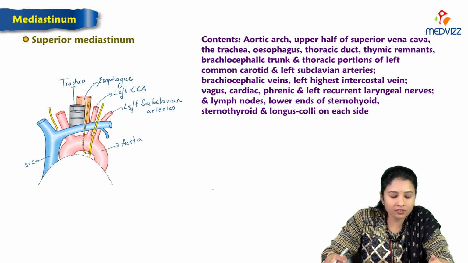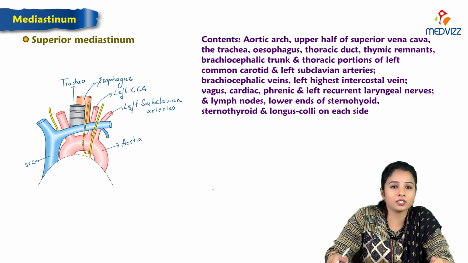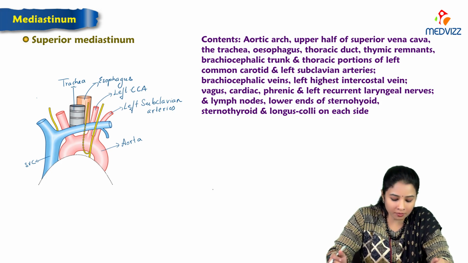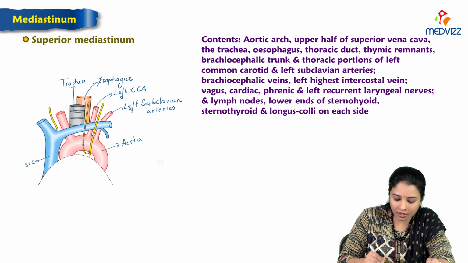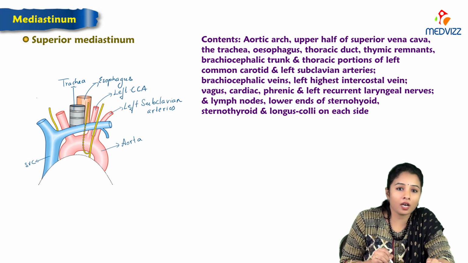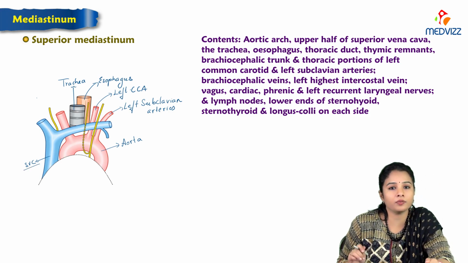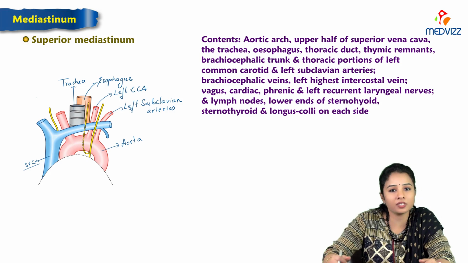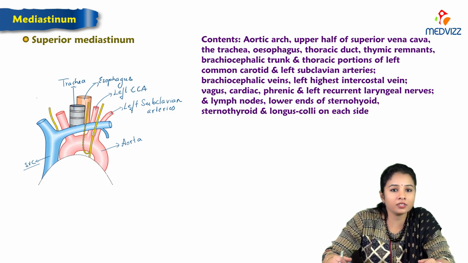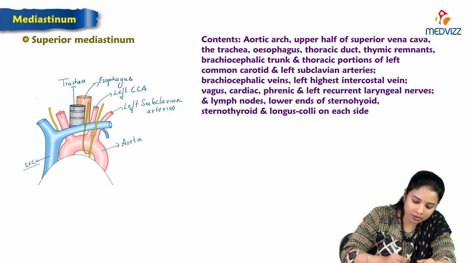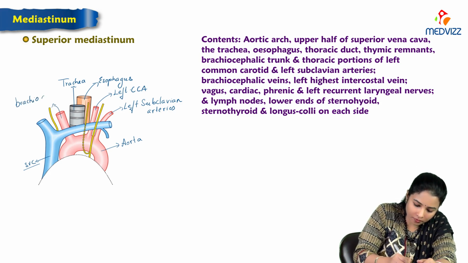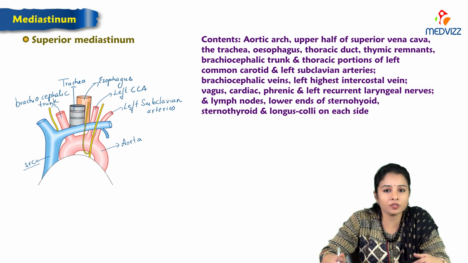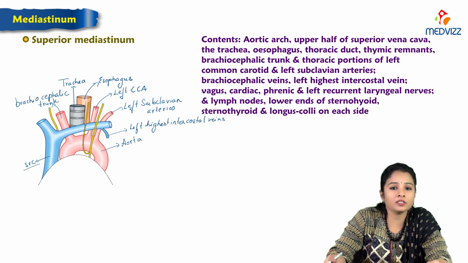So here is the schematic picture where we can understand the contents of the superior mediastinum. So we can see the arch of aorta here. This is the arch of aorta, and upper half of superior vena cava. Here is the superior vena cava, and we can also appreciate the thoracic duct, which is not shown here. Previously I had shown the thoracic duct, thymic remnants, brachiocephalic trunk. This is a branch of arch of aorta, brachiocephalic trunk, left highest intercostal veins, vagus, cardiac, phrenic nerves.